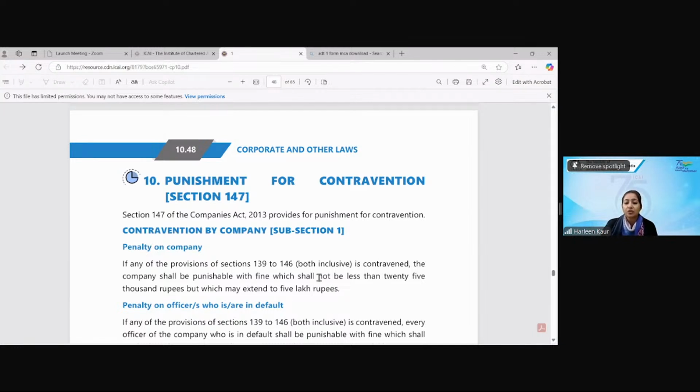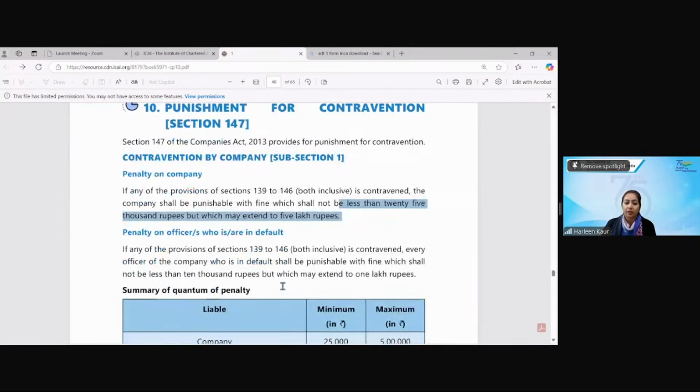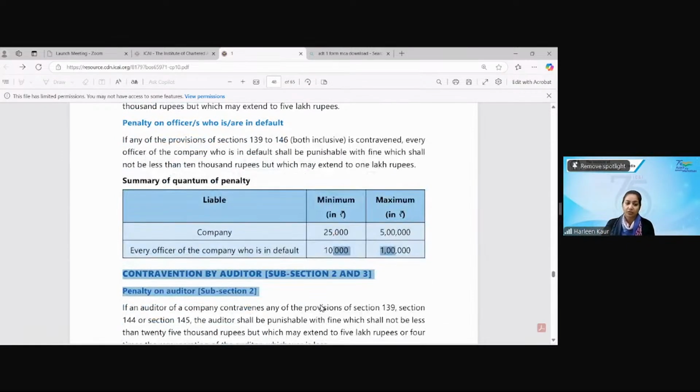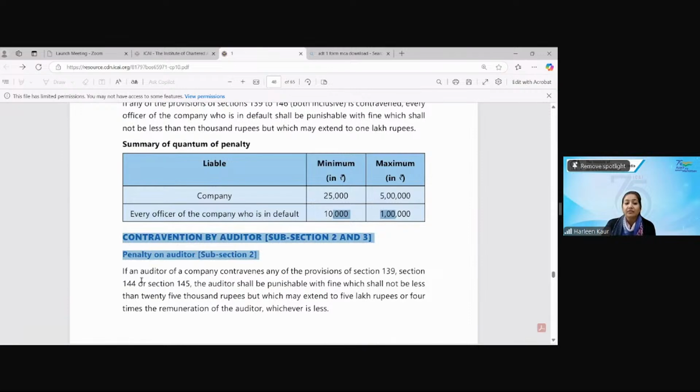So the company is punishable with a fine not less than 25,000, but up to 5 lakhs. So you can write down with your pencil on the side, 25,000 to 5 lakh rupees is the penalty of the company. And what is the penalty for the officer in default? 10,000 to 1 lakh. So 25,000 to 5 lakh is for the company, and 10,000 to 1 lakh if any officer has contravened. Now, this is very, very important.